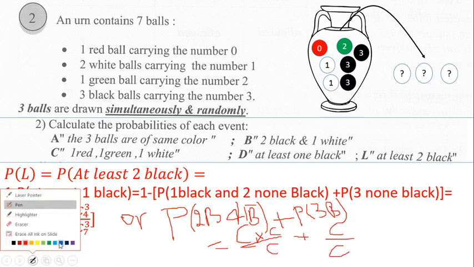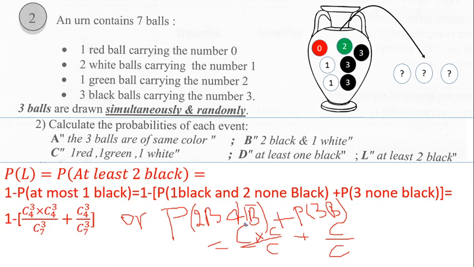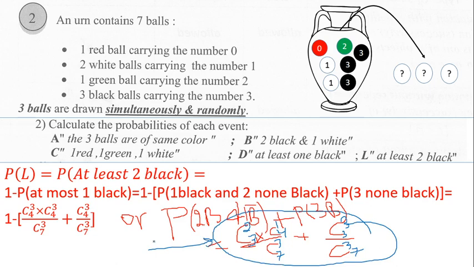Now, I need 2 black out of 3 and 1 non-black out of 4, over 3 out of 7, C3 out of 7. I need 3 black, 3 out of 3 over 3 out of 7. The answer of this is the same as the answer of this calculation. The one you prefer, you can do it.